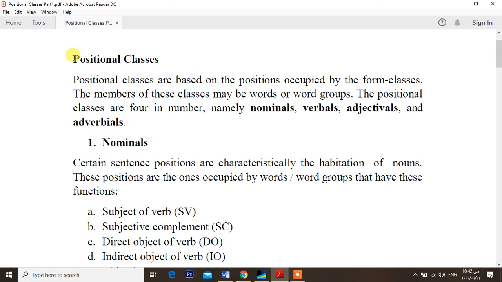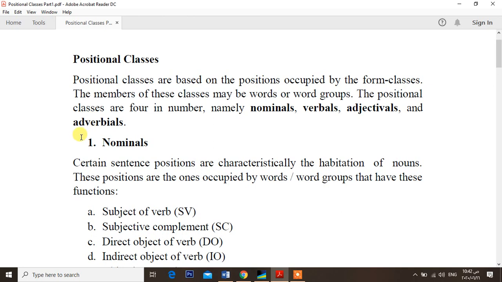What's meant by positional classes? Positional classes are based on the positions occupied by the form classes. The members of these classes may be words or word groups. The positional classes are four in number, namely nominals, verbals, adjectivals, and adverbials.